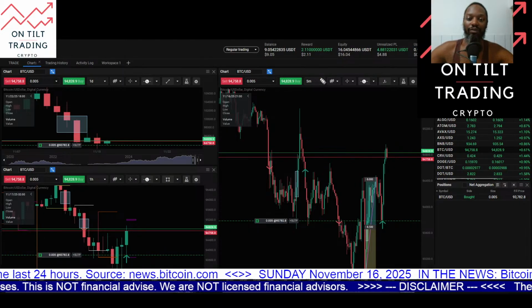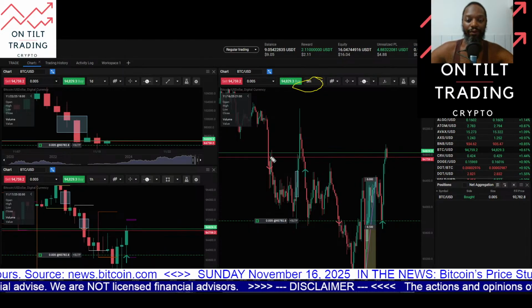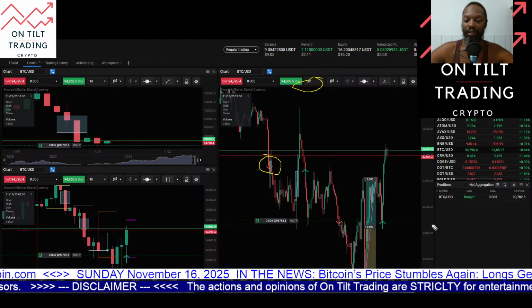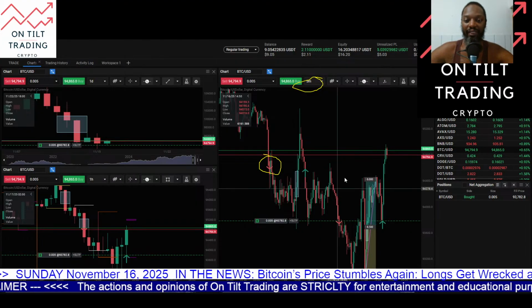Then if we come here to the 5-minute chart, this is a position that I was in earlier from Friday.